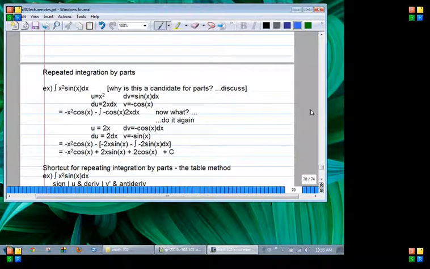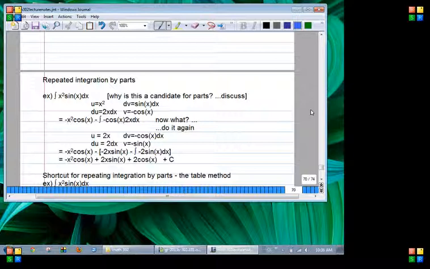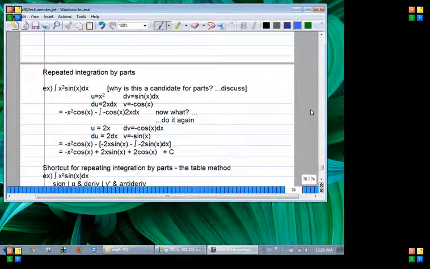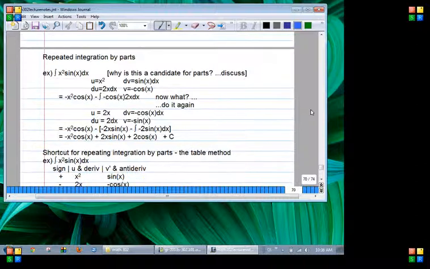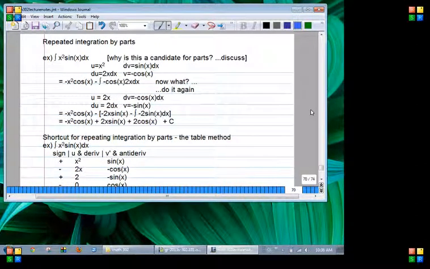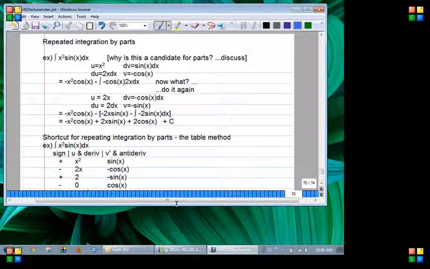It's the table method. So again, same integral, the integral of x squared sine x dx. And you make the following table. You make three columns: one for sign, meaning plus or minus, u and all its derivatives, and then also v prime, your initial thing, and all its antiderivatives. And here we go. So remember our initial choice for u was x squared, so we start with that. Our initial choice for dv was sine x dx, but for this, we just want the v prime part. So we have sine x.